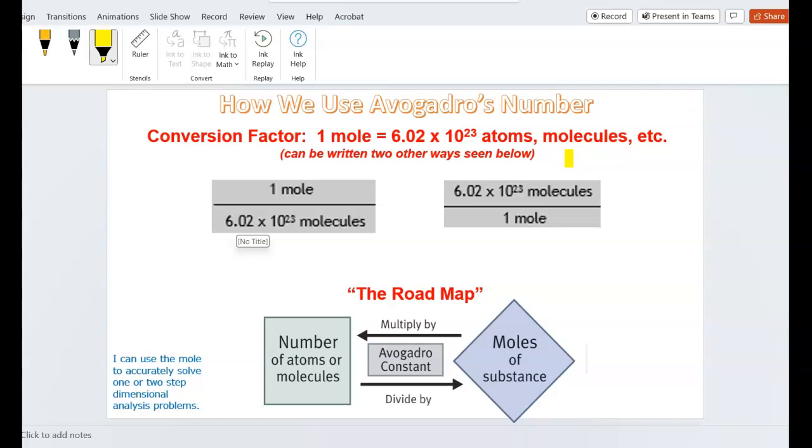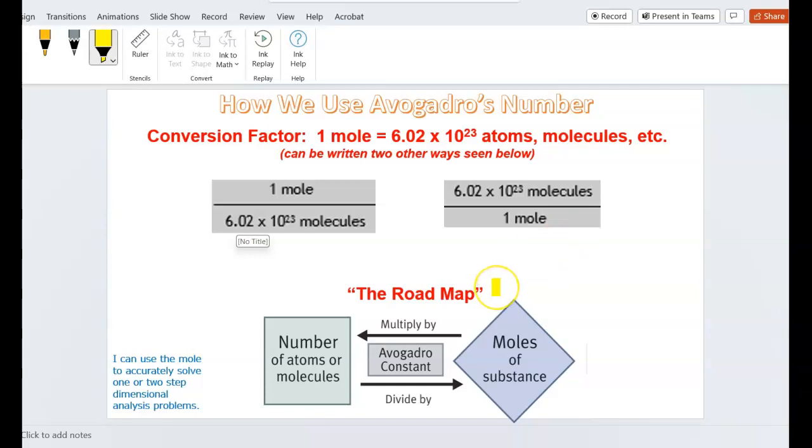Every conversion factor can be written 3 ways. We could write it with an equal sign in the center, like you see here, or we could write it as a fraction so that we could plug it into our problems and solve. I could write it as 1 mole over 6.02 times 10 to the 23rd, or I could put Avogadro's number on top and put it over 1 mole. All 3 of those ways say 1 mole is equal to this many molecules.